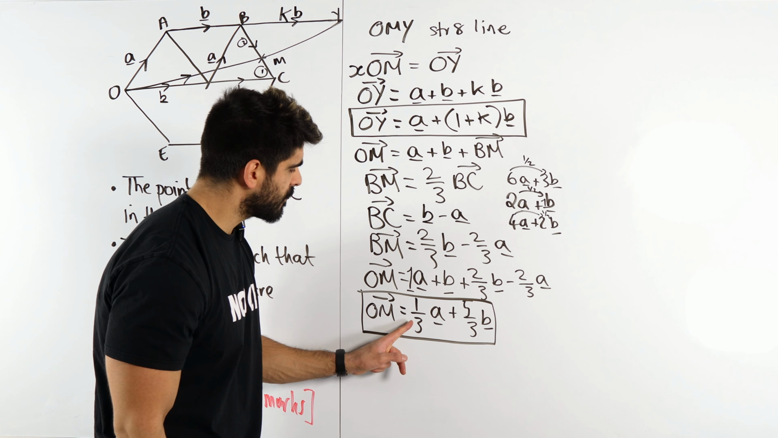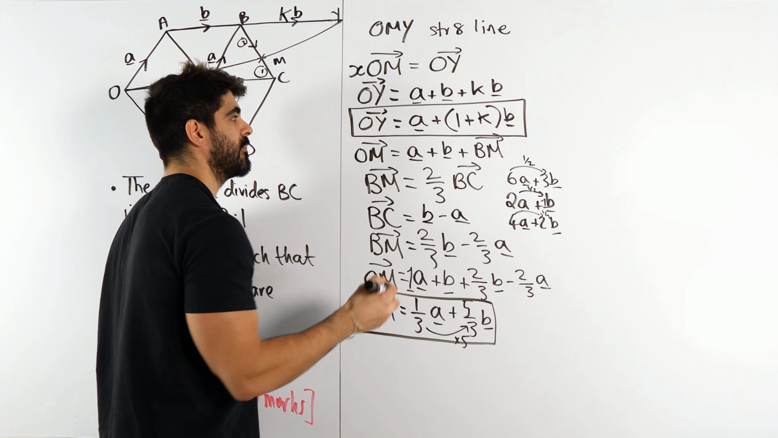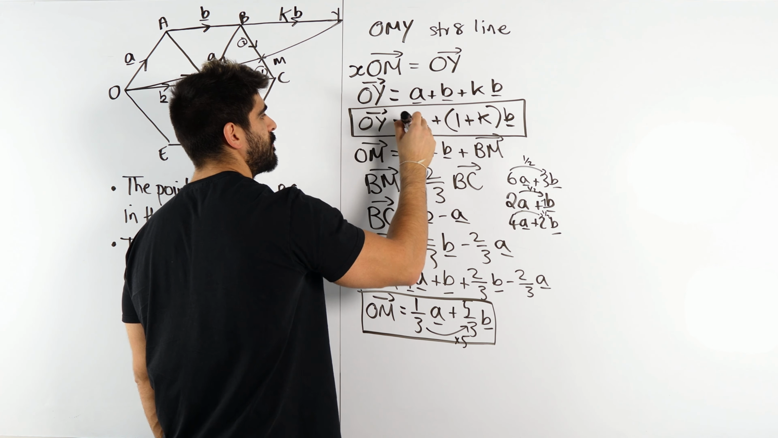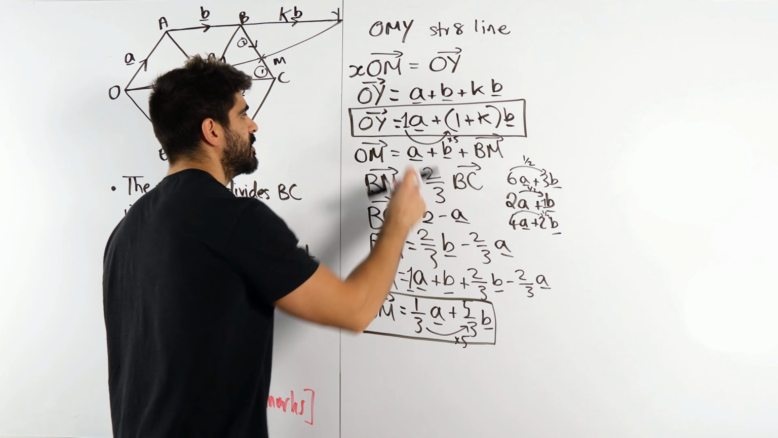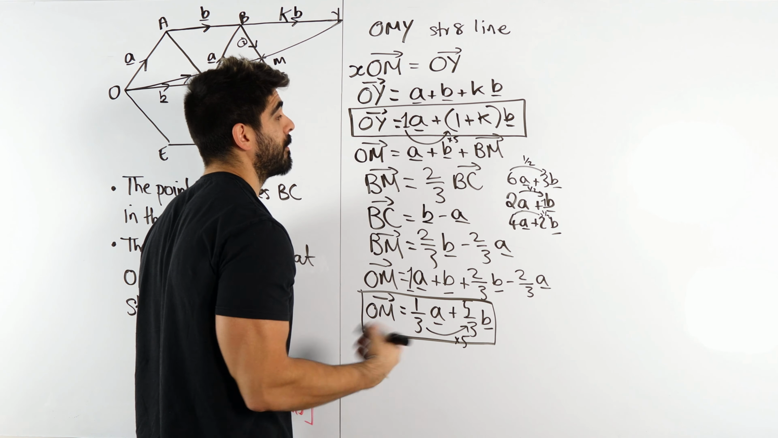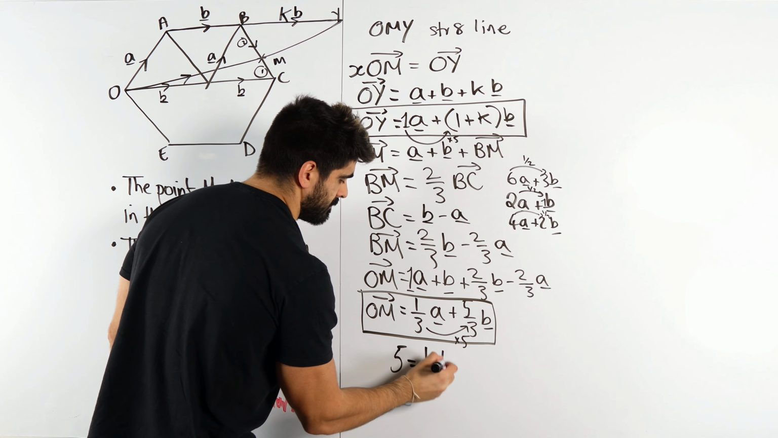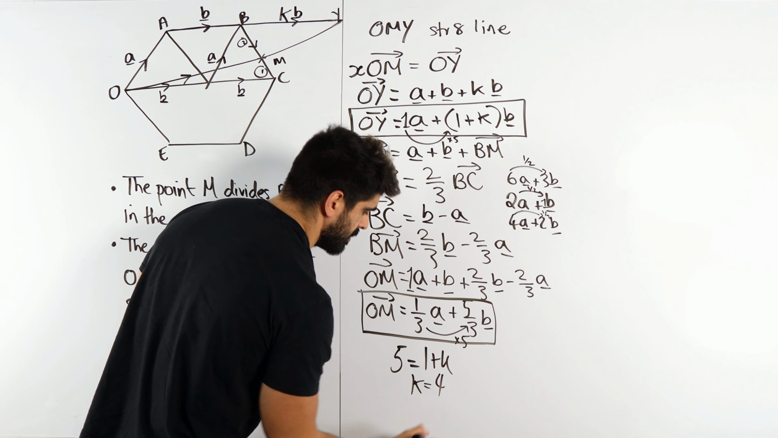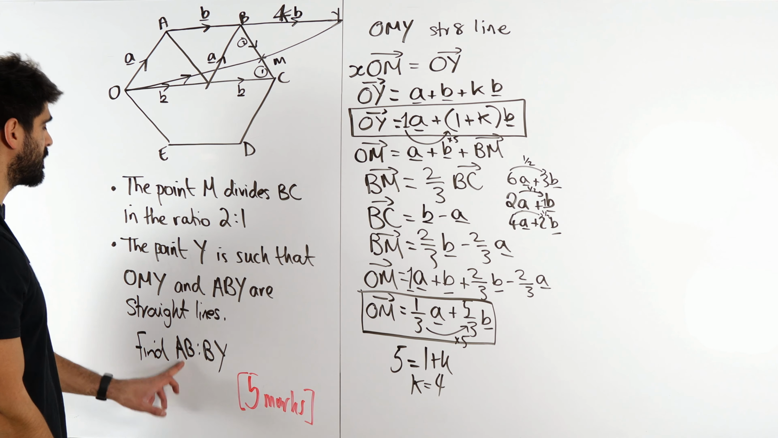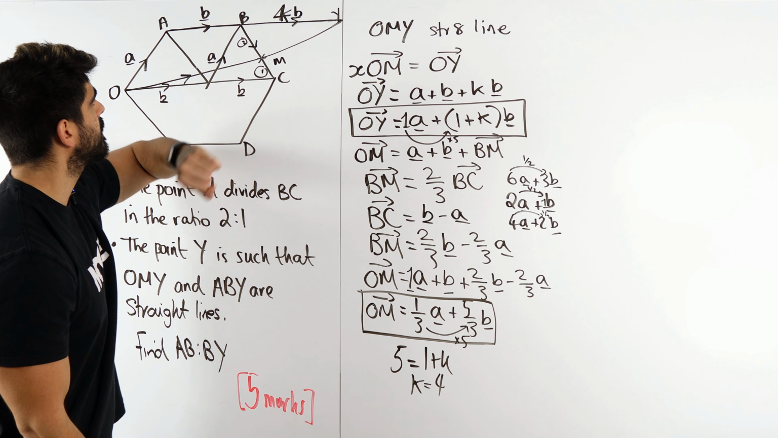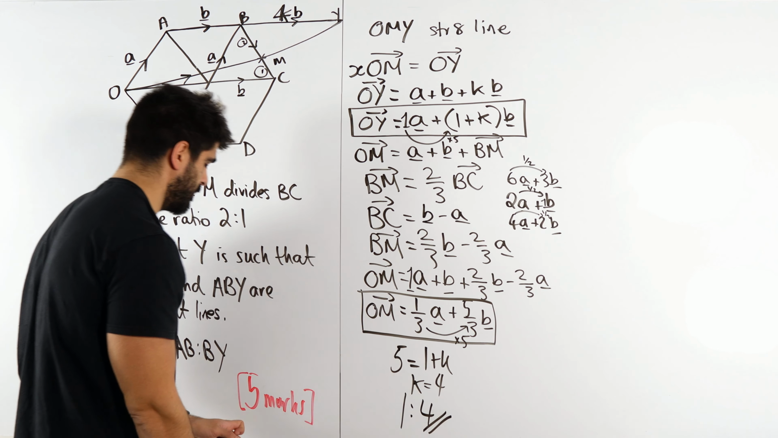Look at this. To go from that coefficient to that coefficient, you are multiplying by 5. And if OY is parallel to that, you just need to multiply this coefficient, which is 1, by 5 to give you this. So 1 times 5 gives you 1 plus K. 1 times 5 is 5, which is just 1 plus K. So K is 4. So this is 4B. Find the ratio of AB to BY. 1 to 4 is your answer. And there we go. That is a beautiful 5-mark question.